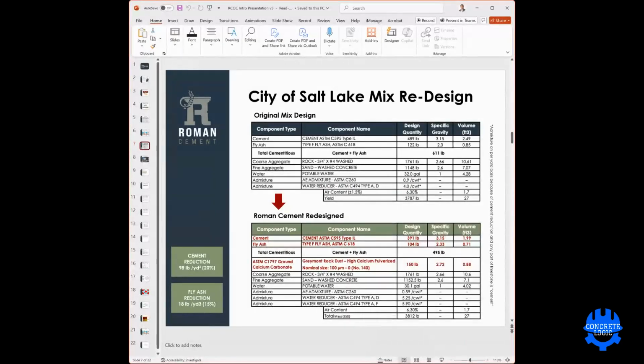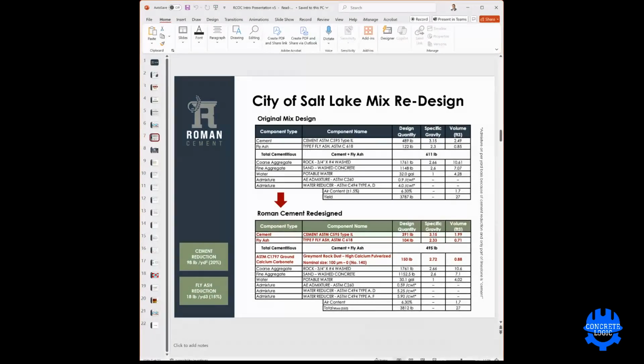Okay, so let's look at this. If you can see this, we did a project with the city of Salt Lake. It was a 100-yard pour as part of, I guess, an electric bus station, electric charging station.